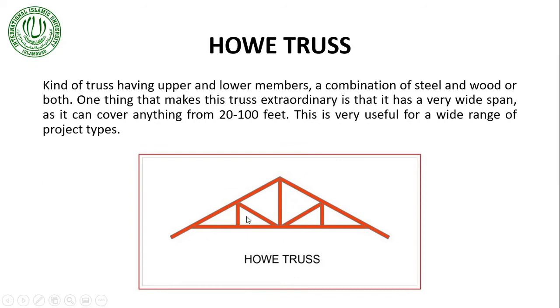Next one is howe truss. In howe truss, in addition to the queen truss, we have added two more members, these two. This is the kind of truss having upper and lower members, a combination of steel and wood or both. We can use either steel or wood or a combination of both these materials. One thing that makes this truss extraordinary is that it gives us a very wide span, and it can cover anything between 20 to 100 feet. So this is a very useful type of truss by just the addition of these two members.